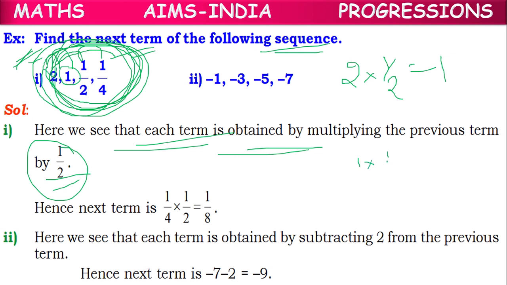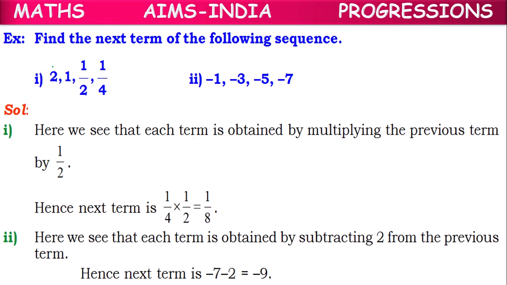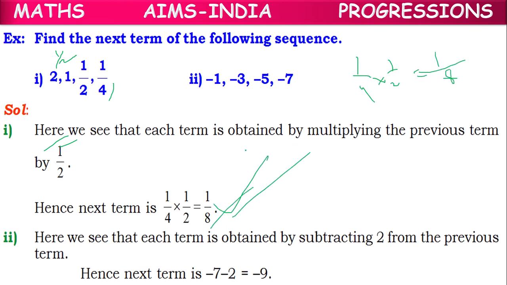Next, 1 is there. If you multiply with 1 by 2, we get 1 by 2. If you multiply 1 by 2 with 1 by 2, we get 1 by 4. This means each term is multiplied by 1 by 2 to get its next term. So the term after 1 by 4 will be 1 by 4 multiplied by 1 by 2, which is equal to 1 by 8. 1 by 8 is the answer.